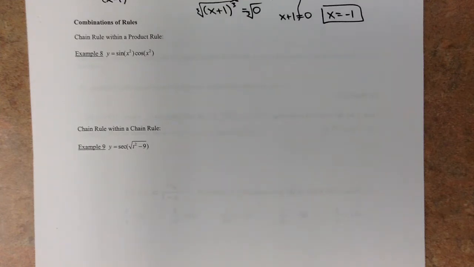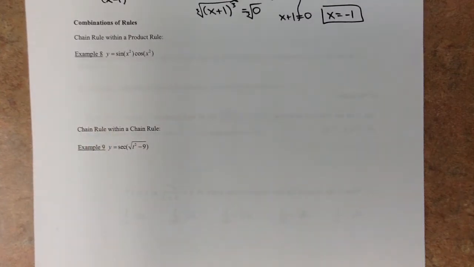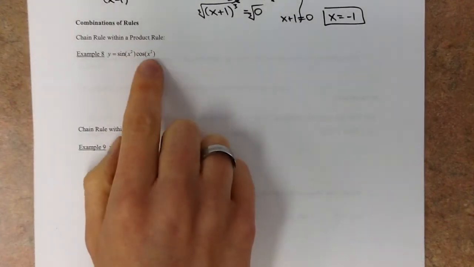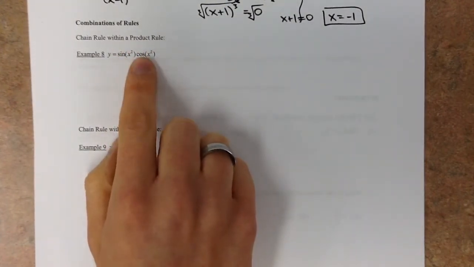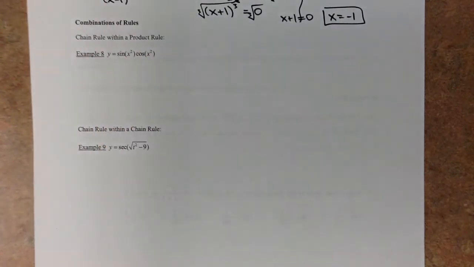So example 8, this is a chain rule inside of a product rule. If you look at this equation, y equals the sine of x squared times the cosine of x squared, we are looking at not only a product rule, because we need to multiply these two together, we're also looking at a chain rule, because inside of each function there's a nested function. There's a nested x squared inside of the sine function, and a nested x squared inside of the cosine function. As we're working through, it's really good to have ourselves totally organized so we can combine everything. So let's write all this stuff.